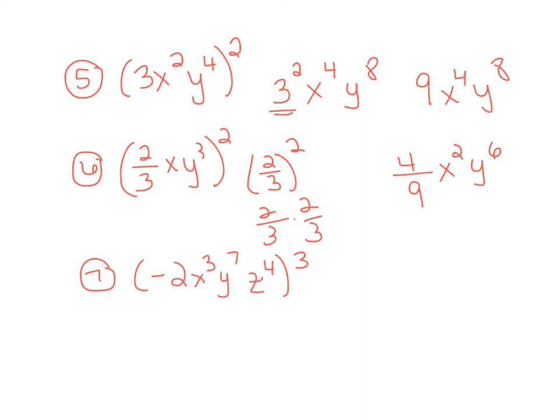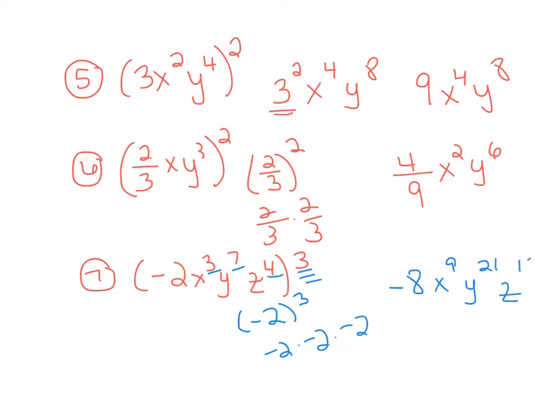All right, so here's what you should have come up with. If you need more time, just hit pause. You should have -2 cubed. So -2, -2, -2, -8. x to the 3 times 3, 9, y is 7 times 3, 21, z 4 times 3, 12. All right, so you've got to remember the different rules when it's on the outside of the parentheses or on the inside.